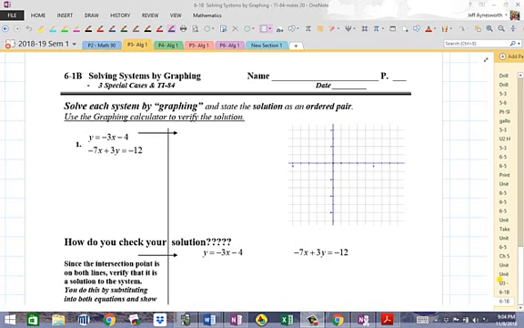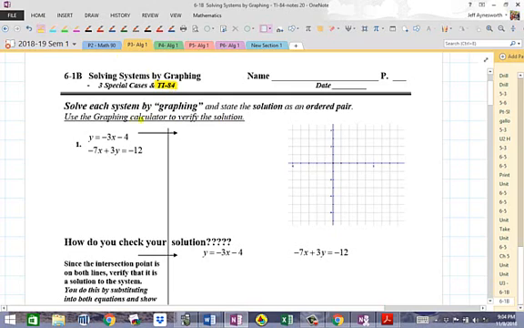Hey everybody, this is Mr. Ainsworth here, and we're going to get into a cool lesson on how to solve systems by graphing. Two ways. We're going to do it manually on paper, and then we're going to use the graphing calculator, the TI-84 here, to verify the solution.